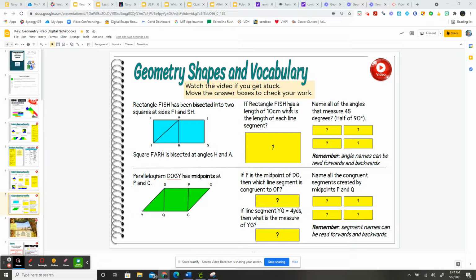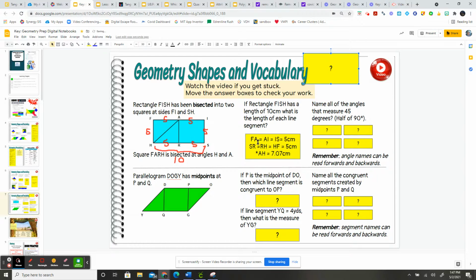If rectangle FISH has a length of 10, that means this length is 10. What is the length of each line segment? Well, that would mean that these squares are 5, 5, 5, 5, 5, and 5. So let's see. FA, IA, IS are all 5 centimeters. SR, HR, and HF are also 5 centimeters.